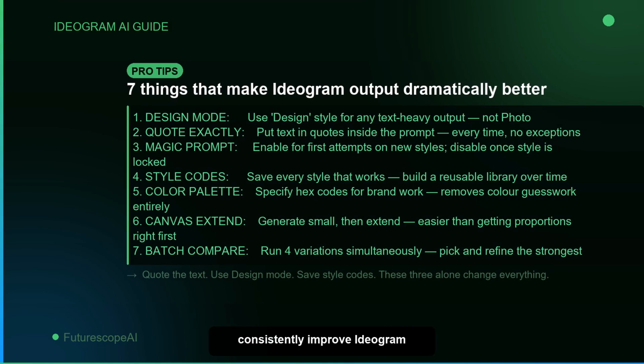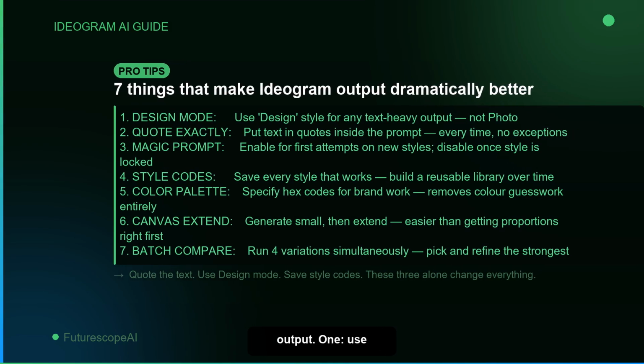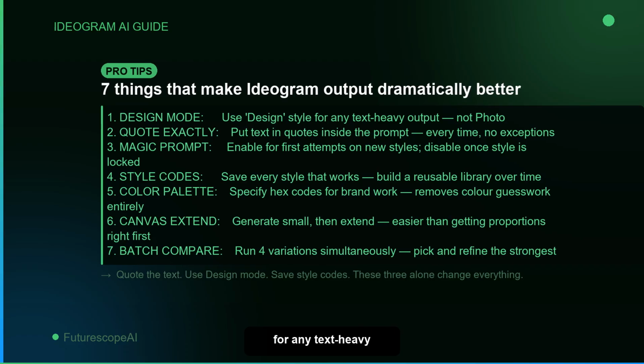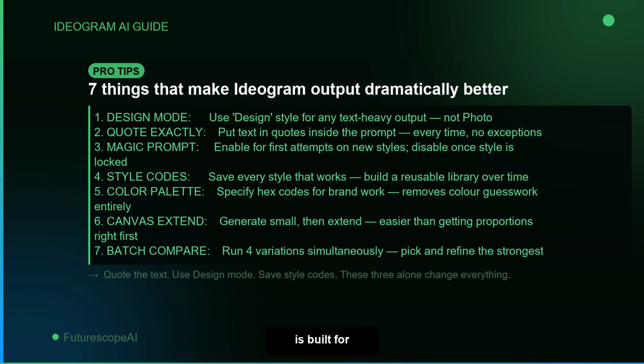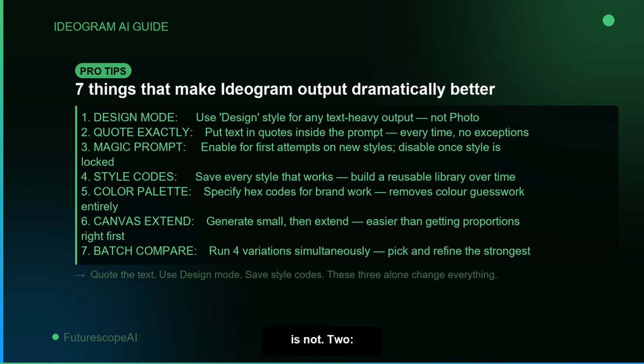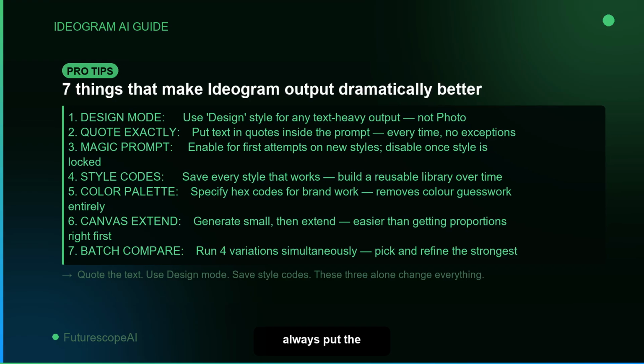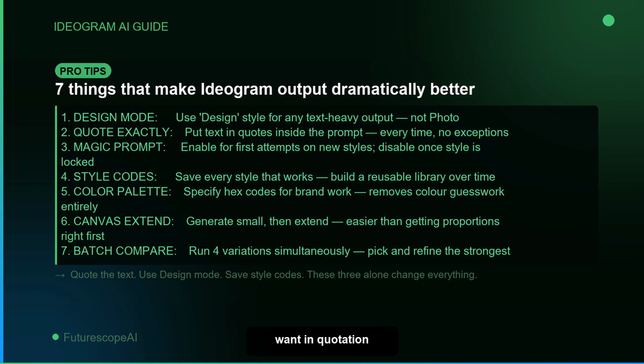7 tips that consistently improve Ideogram output. 1. Use Design Style mode for any text-heavy output. It is built for typography. Photo mode is not. 2. Always put the exact text you want in quotation marks inside the prompt, no exceptions. 3. Enable Magic Prompt for your first attempt on a new style. Once the visual direction is right, disable it and refine manually.